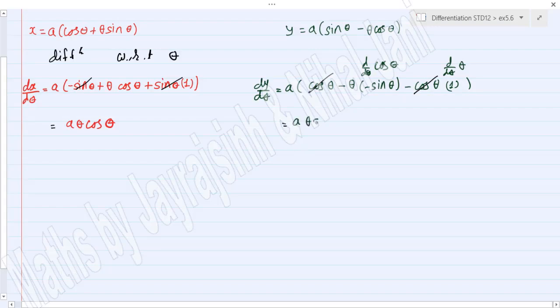a theta sin theta. So now we can find dy by dx by taking the ratio of dy by d theta and dx by d theta. In the numerator, we put dy by d theta upon, in the denominator, we put dx by d theta. So a theta will cancel out, and sin by cos is your tan theta. So ta-da! This is your final answer.